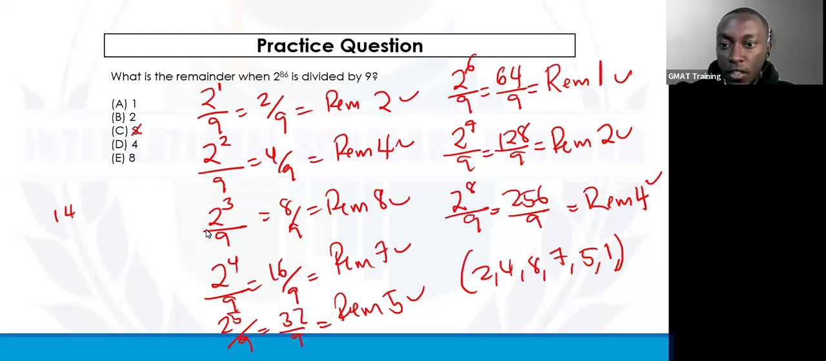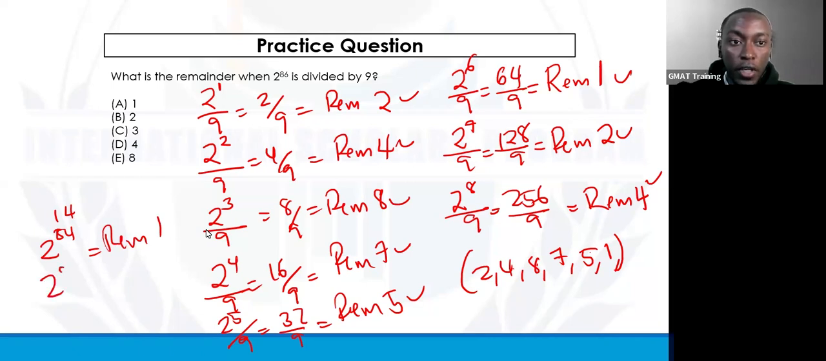So every how many? We have a cyclicity of 1, 2, 3, 4, 5, 6. So for every 6, we have a remainder of 1. Let's go to 84. 84 is divisible by 6, because 8 plus 4 is 12, which is a multiple of 3, and 84 is even. So 2 to the power 84 gives us a remainder of 1.